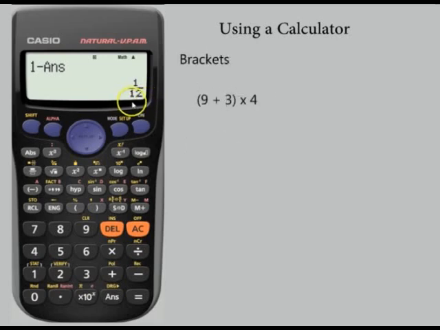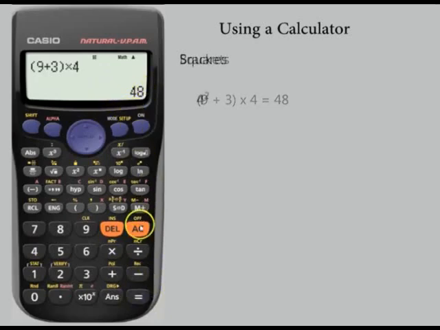Now we look at the brackets and we will do 9 plus 3 times 4. We clear the screen first by pressing this AC button. These are the opening and closing brackets. So opening bracket, 9 plus 3, closing bracket, then times 4, press equal, and we get 48.